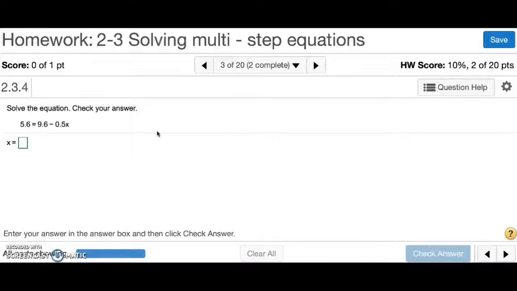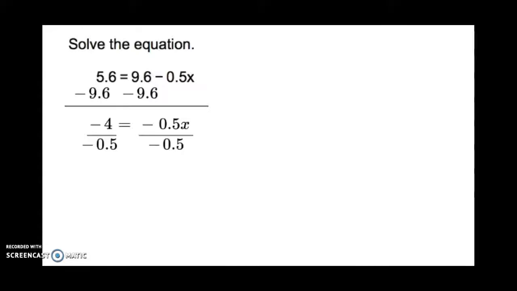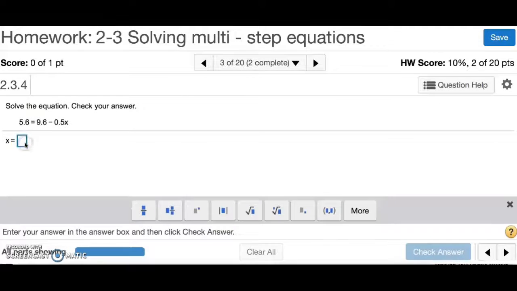Number 3, it is asking you to solve the equation, so let's do that. The first thing I see is that my variable is on this side, and to get this by itself, I have to move this 9.6 first. To do that, I would subtract from both sides, because since 9.6 is in the front, I have to do the opposite sign. So I have 5.6 minus 9.6, and that gives you negative 4 equals negative 0.5x. Now I divide both sides by negative 0.5, and I'll get x equals positive 8. So the answer for number 3 is going to be positive 8, so let's type it in. So x equals 8.